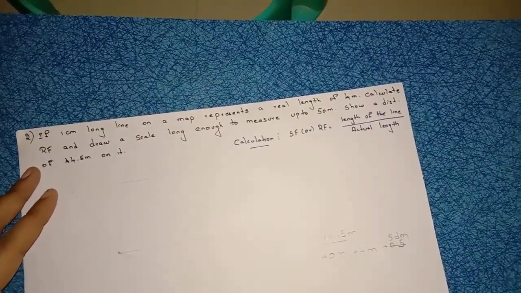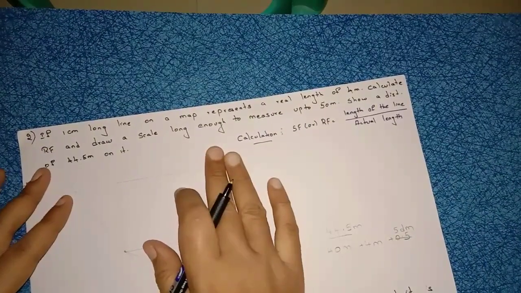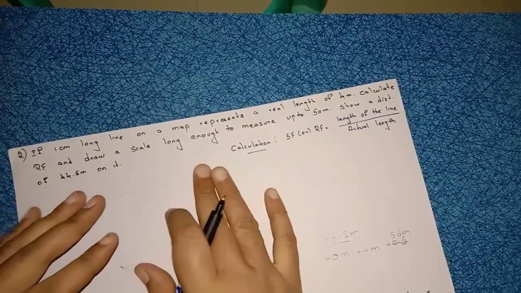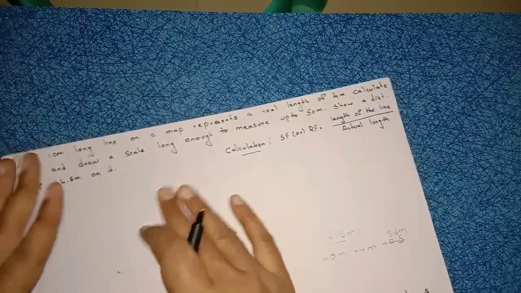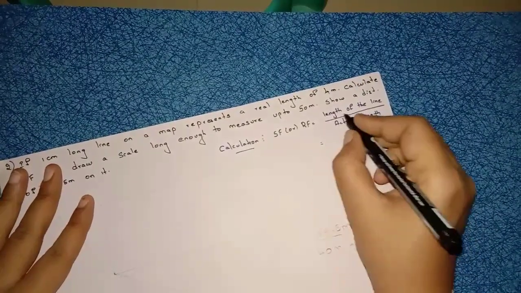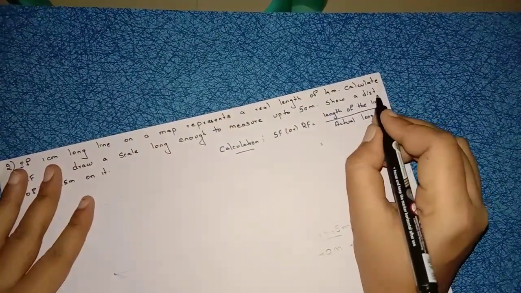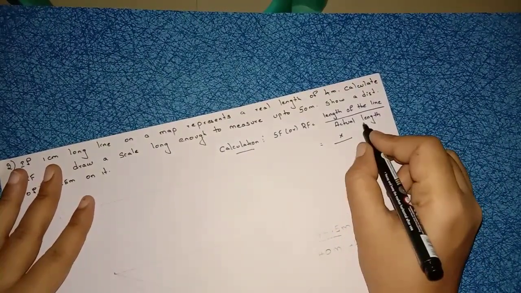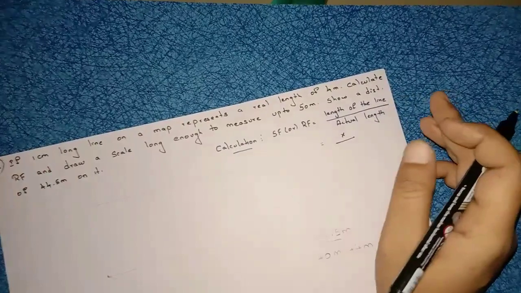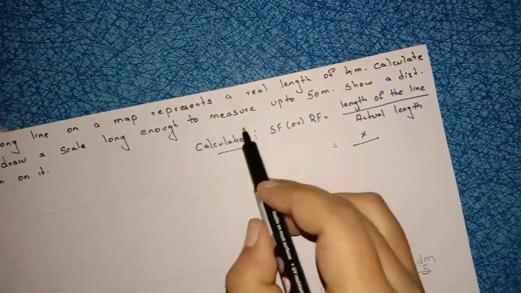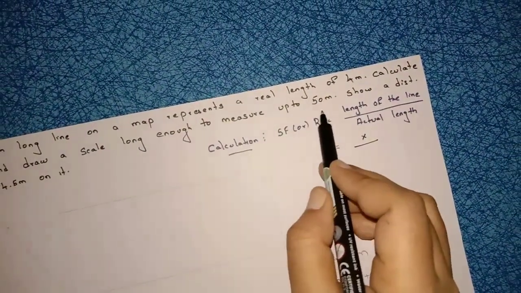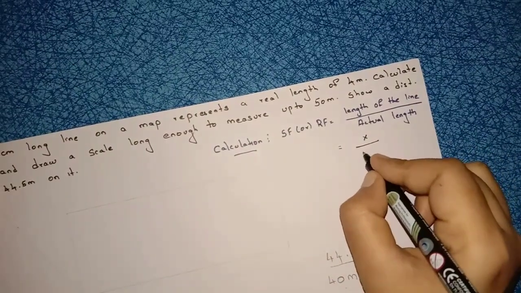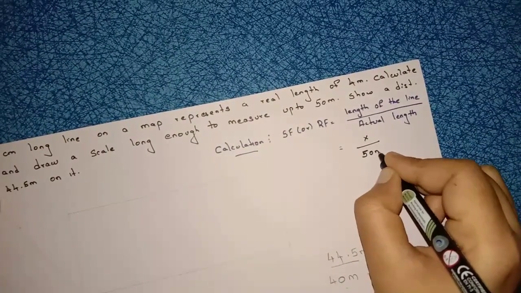Right? Now here this is the indirect question. So as I said already, when they mention an indirect question, first write down the length of the line. Length of the line is always x only, by actual length. Actual length is the distance to measure up to. So here they mention to measure up to 50 meters. So 50 meters is your actual length.